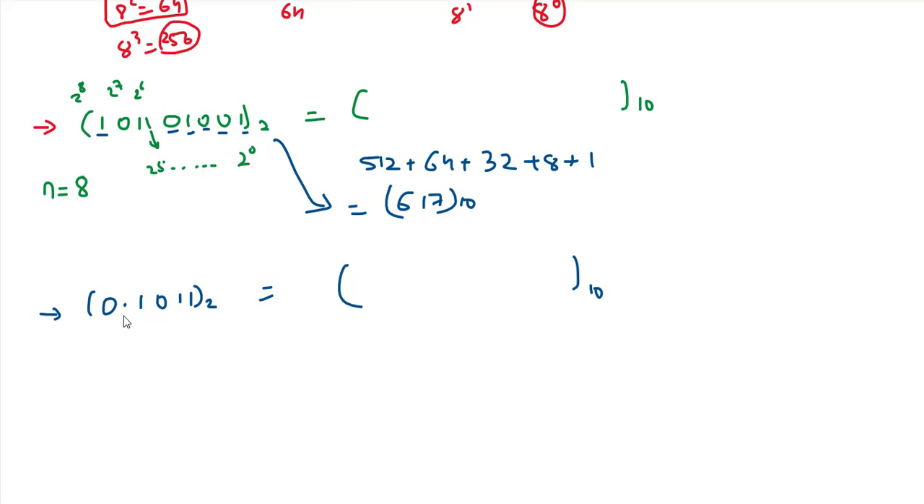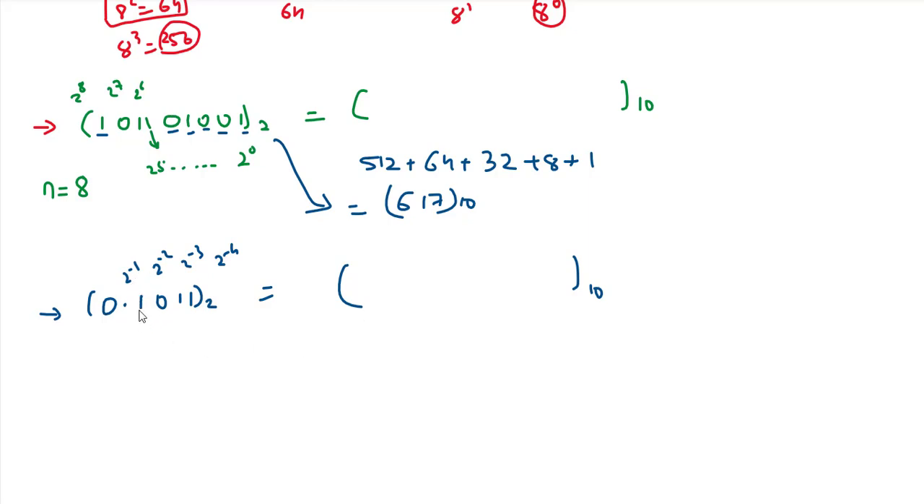This was 2 raised to 0, so this we will multiply with 2 raised to minus 1. Then the next number with 2 raised to minus 2, then 2 raised to minus 3, 2 raised to minus 4, and so on. And we will add them up and we will get our answer for the decimal equivalent of this number. So let's see what we are going to get.